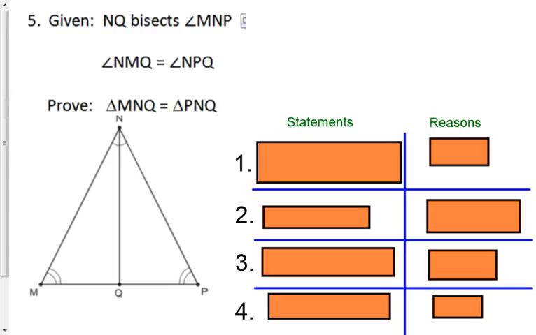We also know that angle NMQ, so NMQ, this one here, equals angle NPQ, so this one right here. And again, they already drew that in for us. So we need to prove that these triangles from M to N to Q, so this left triangle, equals this triangle over here, PNQ. So everything over here, this triangle, is exactly the same as this triangle.